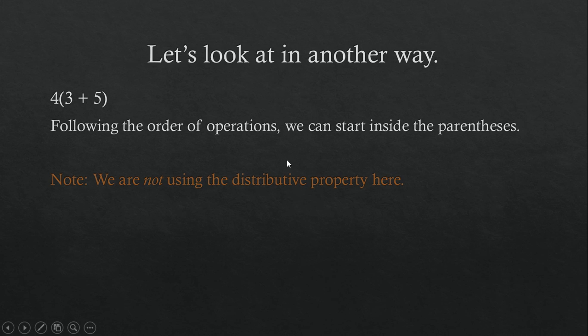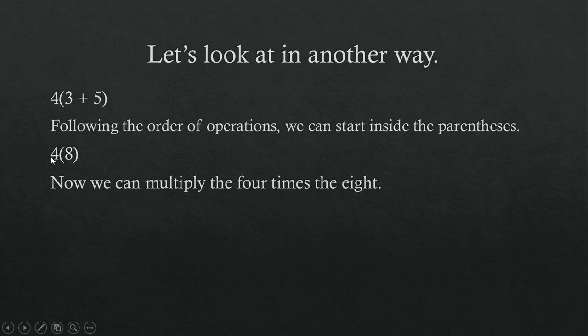This is the traditional way of doing it. Order of operations says do the grouping symbols first, so we do that. We have 3 plus 5, that gives us 8. And then we can do the multiplication. So the 4 times 8 is going to give us 32.